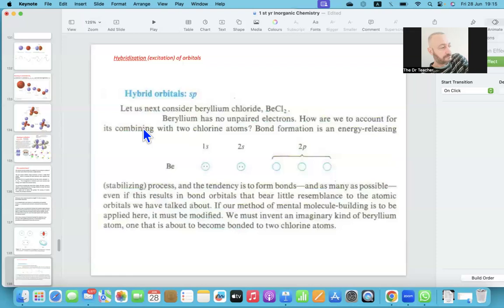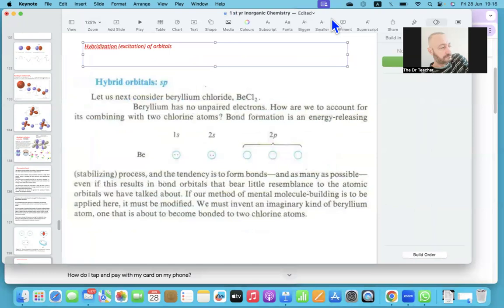So let's come to the hybridization. The hybridization: excitation of orbitals. How are the orbitals excited? So now, hybrid orbitals, the first one is sp.